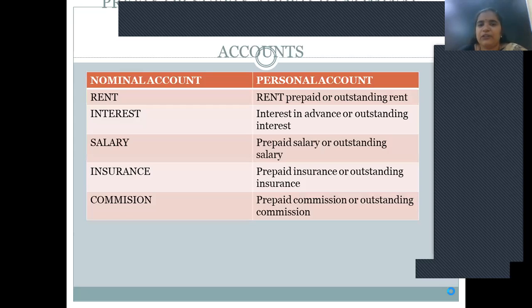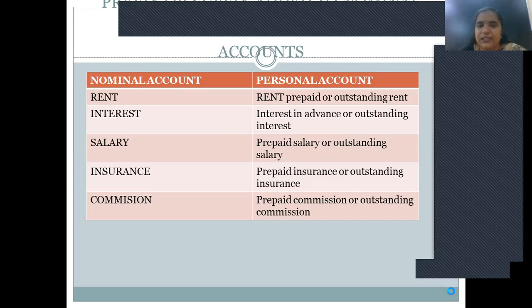I told you about which personal account and which nominal account becomes a personal account, and I've given you a few examples. If it is only rent or interest or salary or insurance, we consider it a nominal account. But if a prefix or suffix is there, say for example rent prepaid or outstanding rent, interest in advance, outstanding interest, then the nominal account changes into a representative personal account.